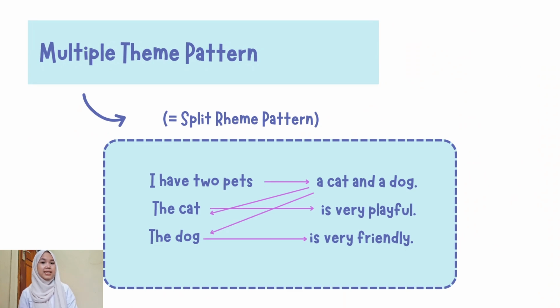In the next sentence, "The cat is very playful, and the dog is very friendly." Both the cat and the dog come from the rheme of the first sentence and become new themes. They show how one sentence can lead to several ideas.